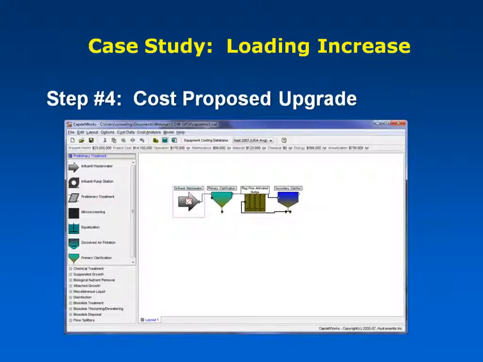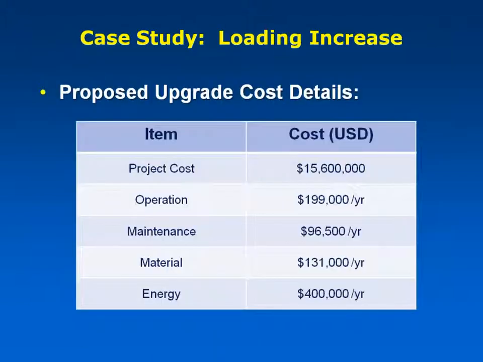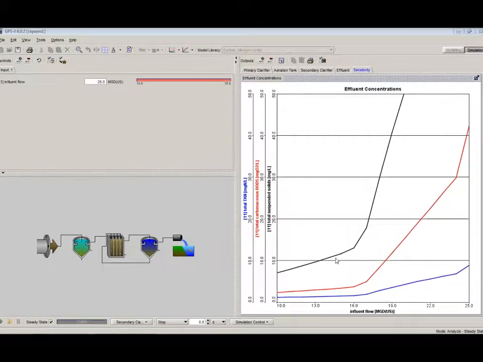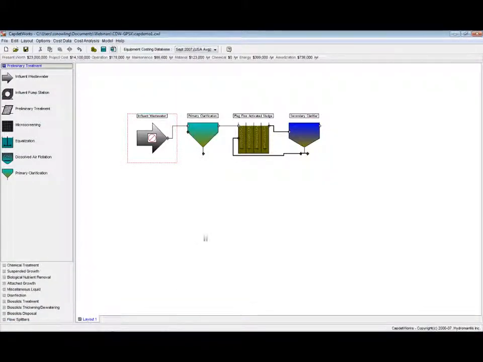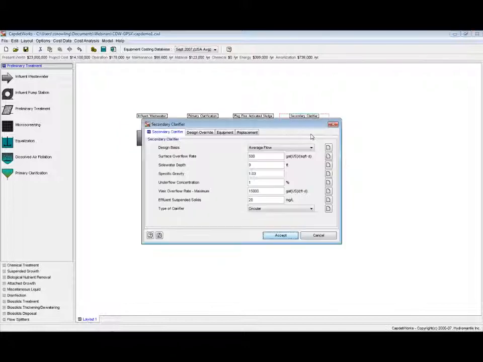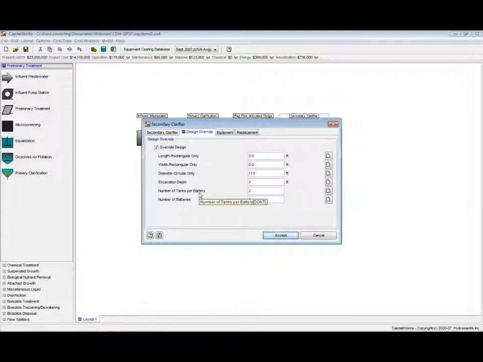Okay, step 4 in this process now, once that's been completed, is to cost that proposed upgrade. So I'm going to go back to CapdetWorks now and perform the final step in our process. And that is to come here and make the change in CapdetWorks that we've already modeled in GPS-X. So in this case, I'm going to open this menu here for the secondary clarifiers, and I go to my Design Override tab, and I'm shown the size and depth and diameter of these clarifiers. We have 2 clarifiers per battery, and I'm going to increase the number of batteries to 2.